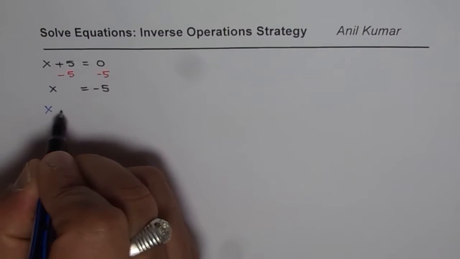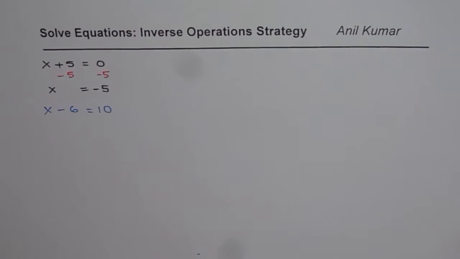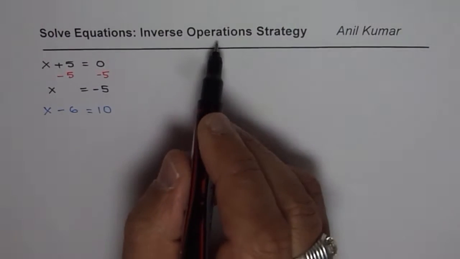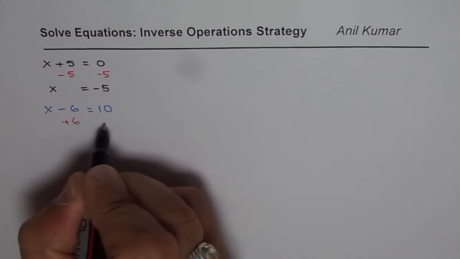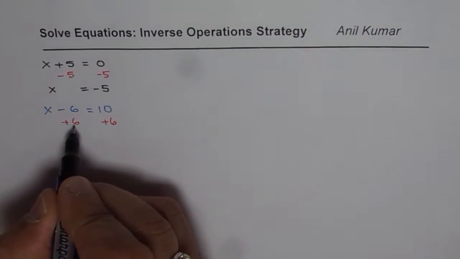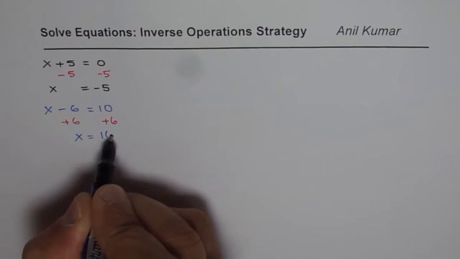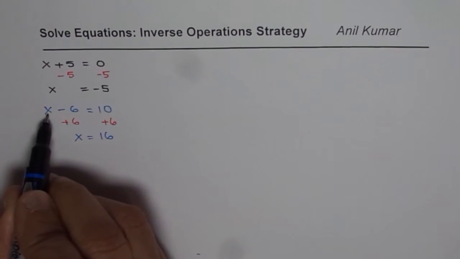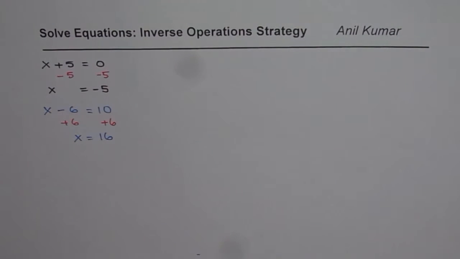Let us say the equation is x minus 6 equals 10. How do you solve this equation? The inverse operation for minus is plus. So we will add 6 on both sides. If you add 6 on both sides, what do you get? Minus 6 plus 6 is 0. So you get x equals 10 plus 6, which is 16. If I write 16 here, 16 minus 6 is indeed 10. So that is again the solution, right?